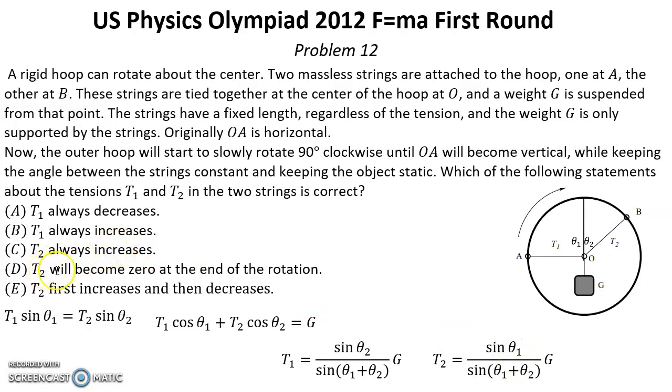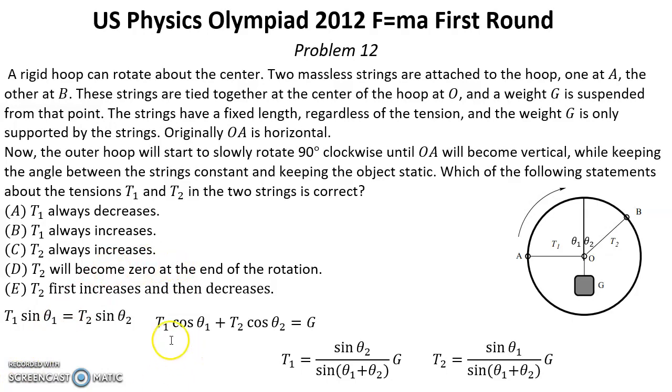And T2 will become 0 at the end of the rotation. That's true. At the end of rotation sine theta 1 equals 0 and T2 equals 0. And answer E, T2 first increases then decreases, which is not true, it's always decreasing. So the correct answer is D.